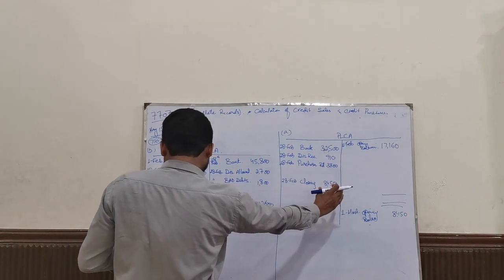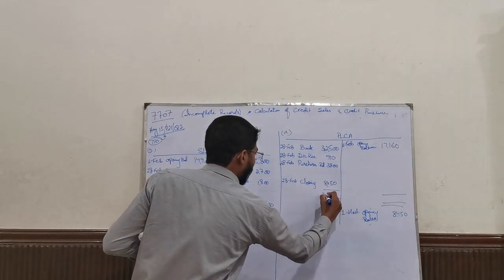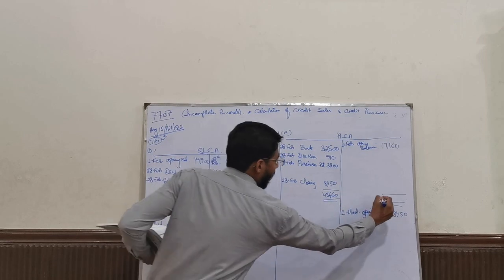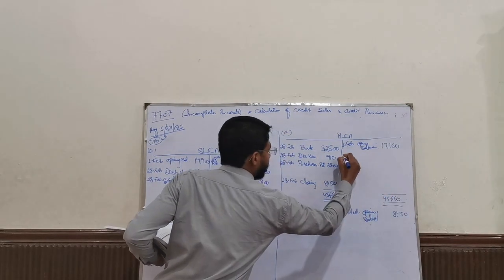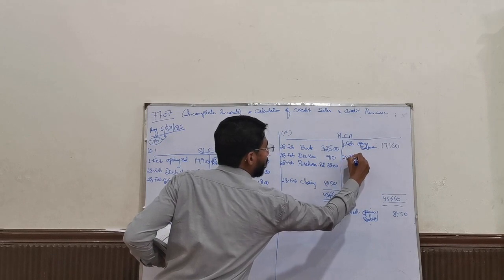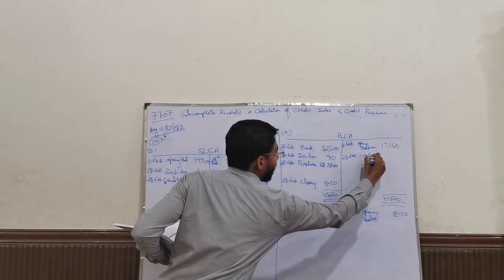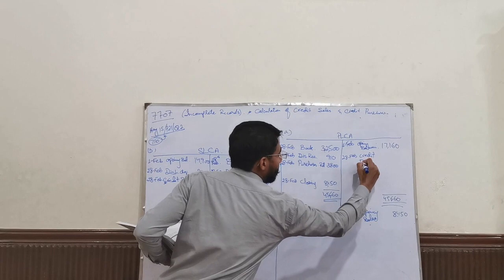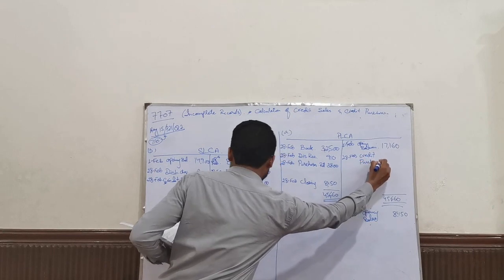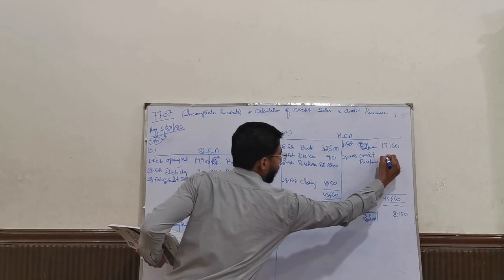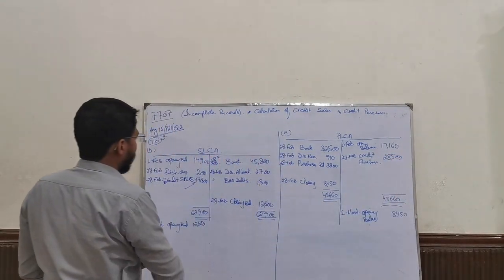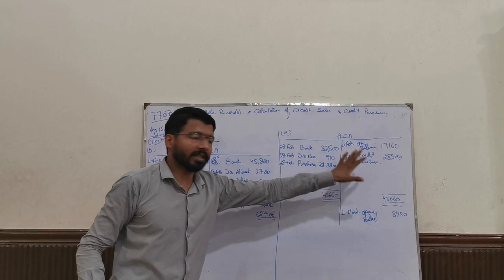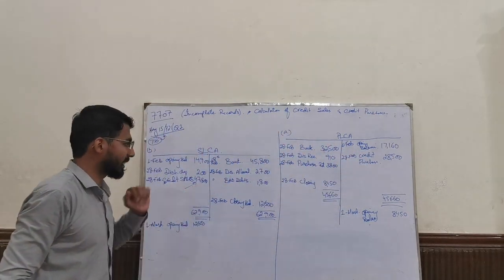And for here, this is the big side. I am going to do the total of this, which is 45,660. I am going to mention this on both sides, and then on 28th Feb I am going to mention it as credit purchases, which is 28,500. You see, this is how we calculate credit purchase and credit sales.